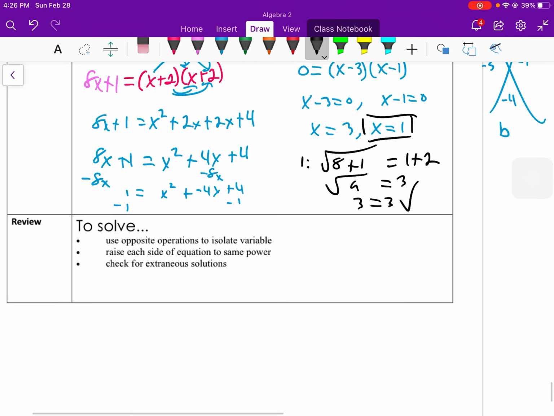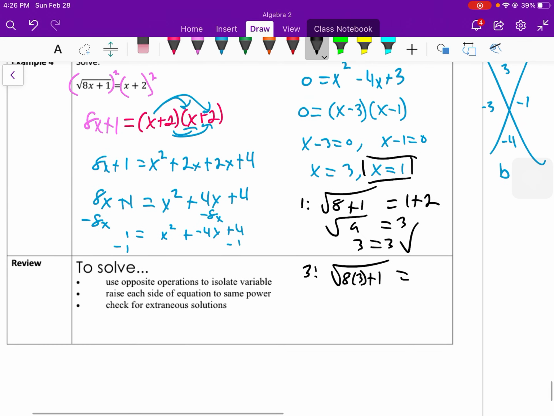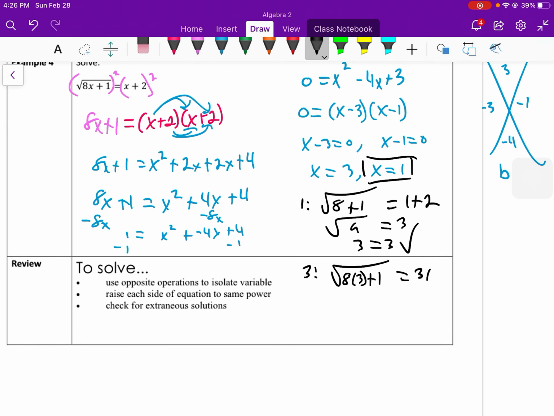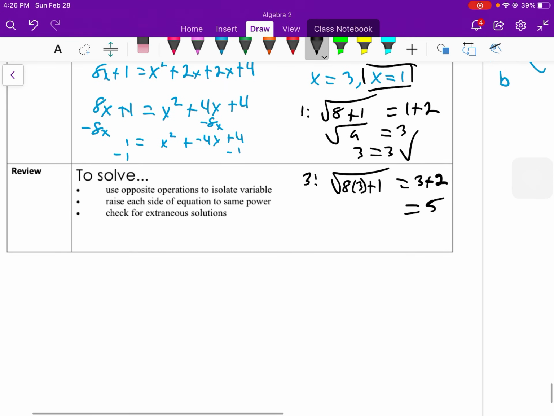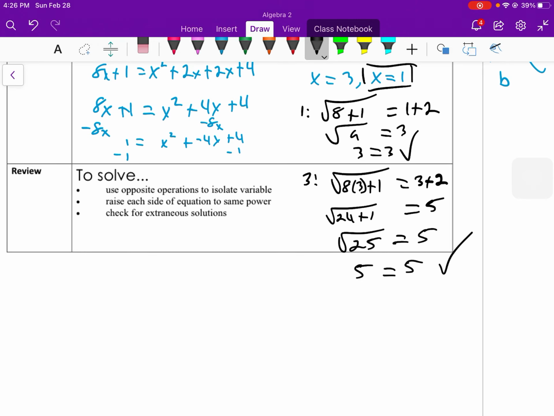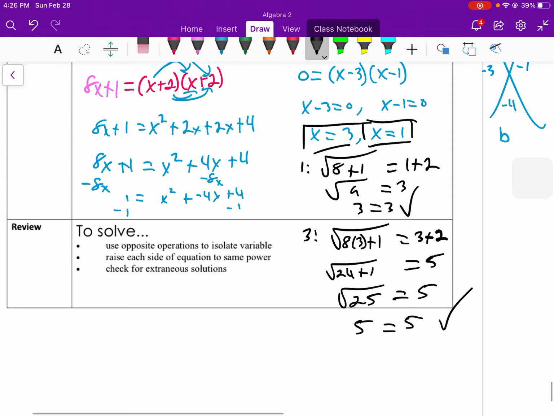Let's check for 3. So plug it in, we get the square root of 8 times 3 plus 1 equals 3 plus 2. So we're hoping it equals 5. So let's simplify. 8 times 3 is 24, and we still have plus 1, so the square root of 25 equals 5. 5 equals 5. Yep. So we just verified that both are real solutions, so there are no extraneous solutions.